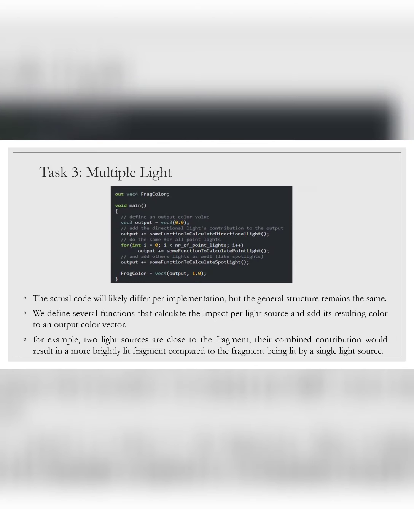The actual code will likely differ per implementation, but the general structure remains the same. We define several functions that calculate the impact per light, writing the color to an output color vector. For example, two lights combine their contributions with the result, compared to the contribution made by a single light source.